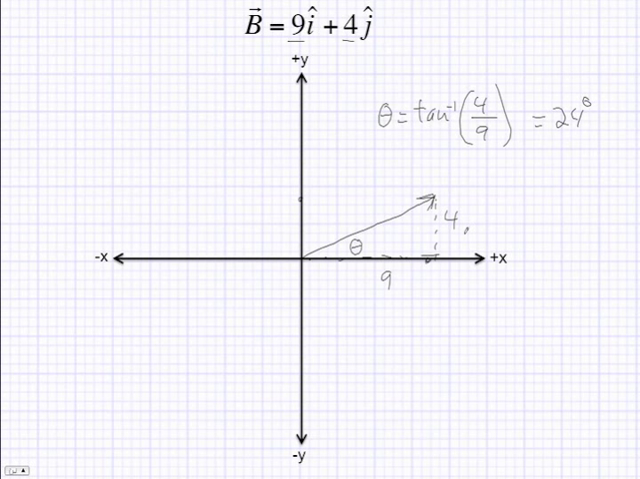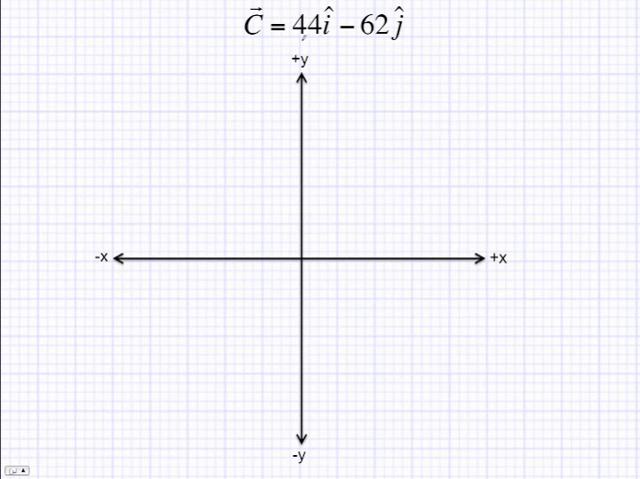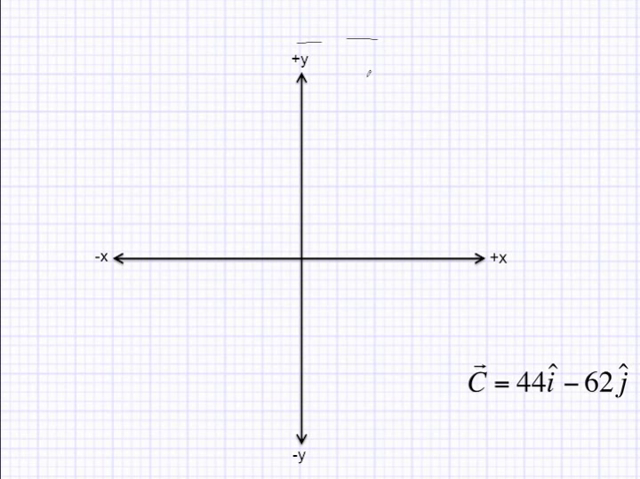So let's do one a little tougher then. We knew that was first quadrant. What if they gave me a vector C, and now it's 44 in the x and negative 62 in the y. What quadrant would that be in? Positive x, negative y, that's got to be down here. My final answer should reflect what quadrant it's in.